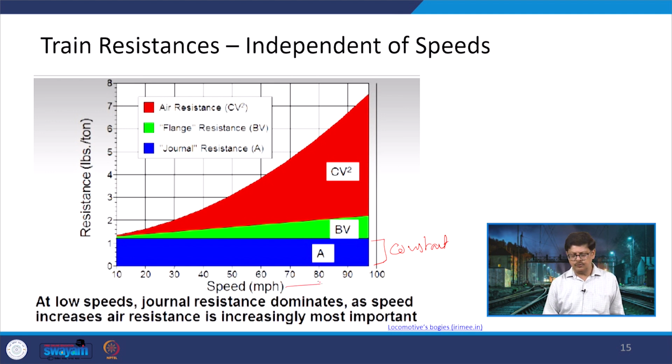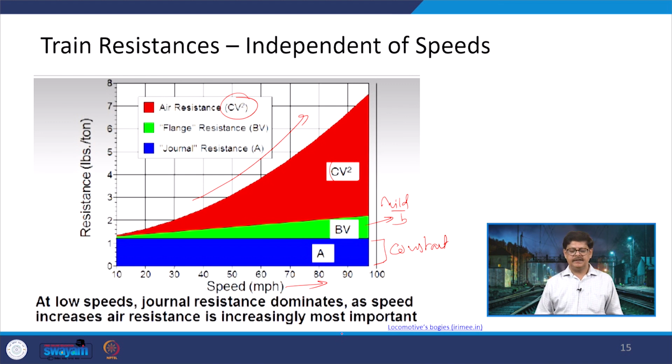So, it has nothing to do with the speed. Whatever the speed is, it is constant. But when you talk about the flange resistance, which is defined here as B, this flange resistance starts increasing, and the rate is not very high, it is just a mild slope. But if you talk about the air resistance, that air resistance is governed by the square of the speed, and that is the reason we get this escalated value.